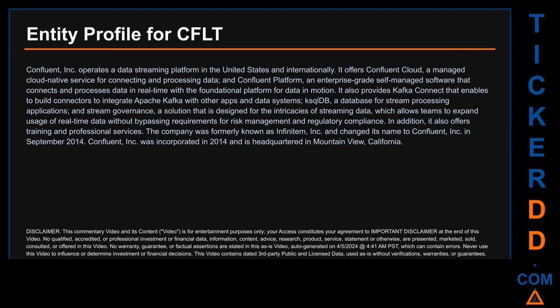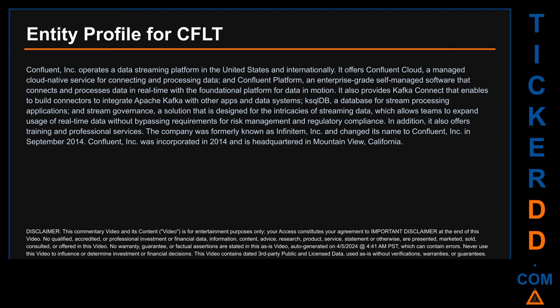It offers Confluent Cloud, a managed cloud-native service for connecting and processing data, and Confluent Platform, an enterprise-grade self-managed software that connects and processes data in real time with the foundational platform for data in motion. It also provides Kafka Connect that enables to build connectors to integrate Apache Kafka with other apps and data systems. KSQLDB, a database for stream processing applications.